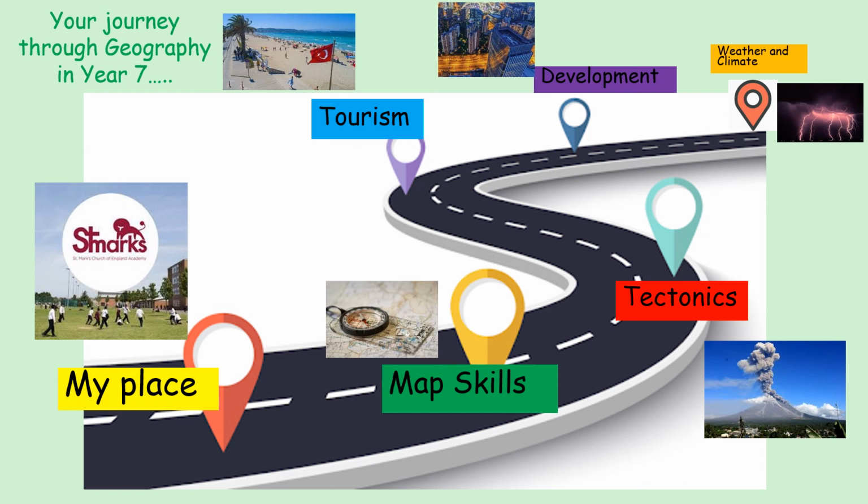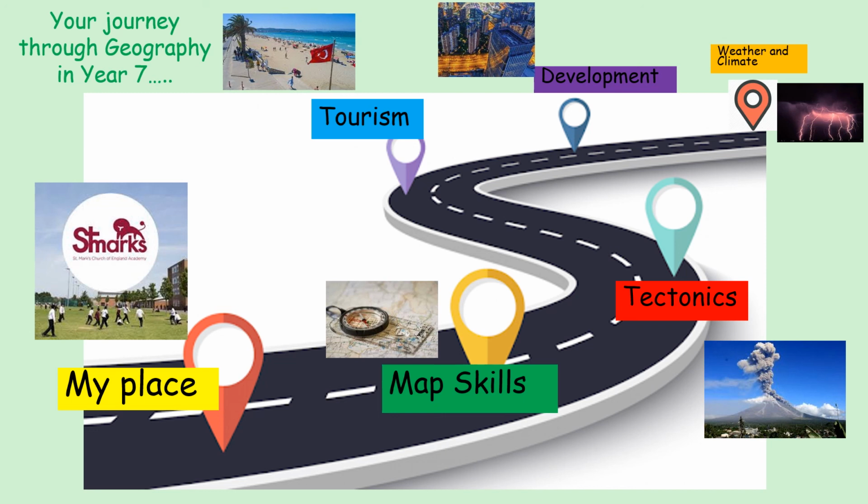So, in Year 7, you're going to start in September by learning about My Place. This will give you an opportunity to look more closely at the place you live and the place you go to school. You will also learn about different places around the world and find the similarities and differences between your own places and the places of many children across the world from different cultures and different backgrounds. After learning about map skills, you'll be able to use a map to navigate your way around the local area.